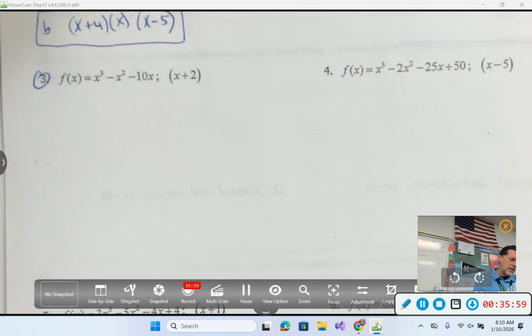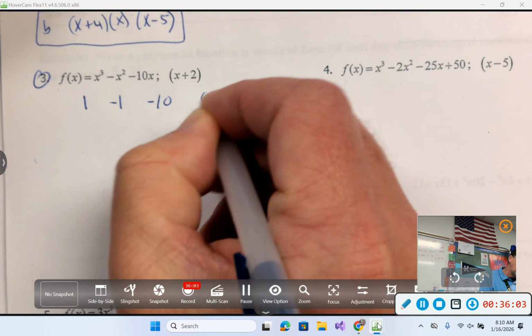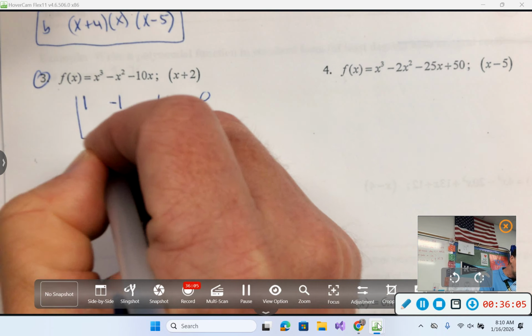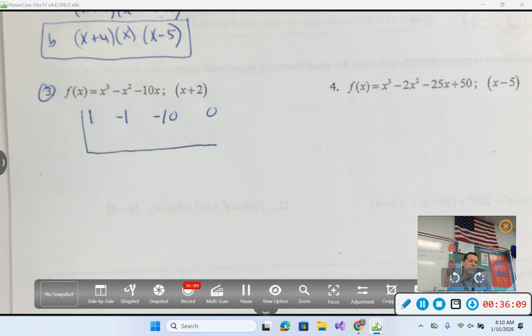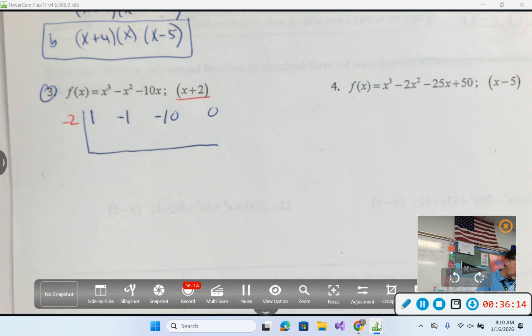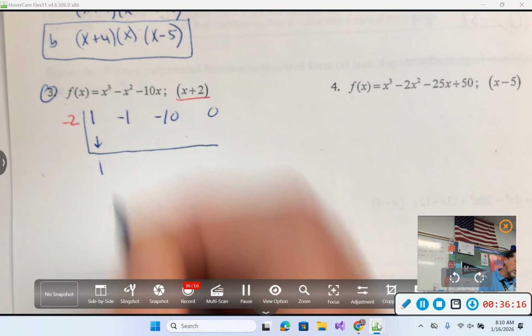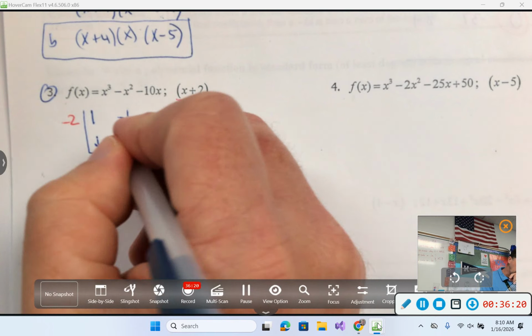Number 3. 1, -1, -10, 0. Don't forget about the 0. What number is going to go out front? -2. So bring down the 1. Multiply, add, multiply, add, multiply, add. Carefully.